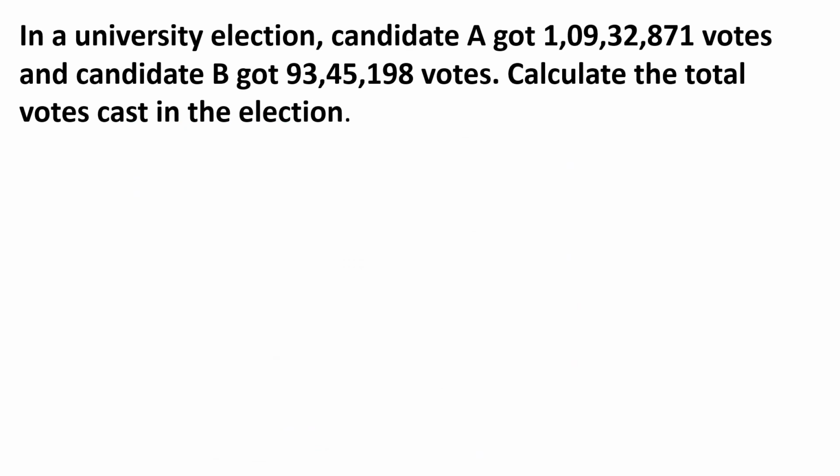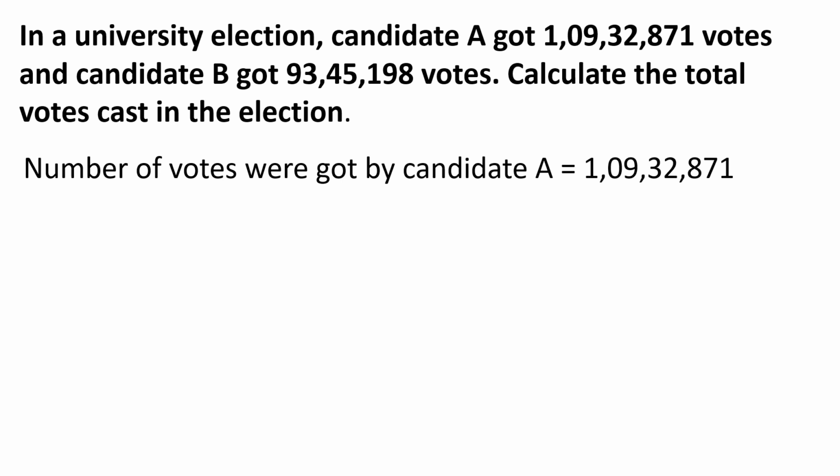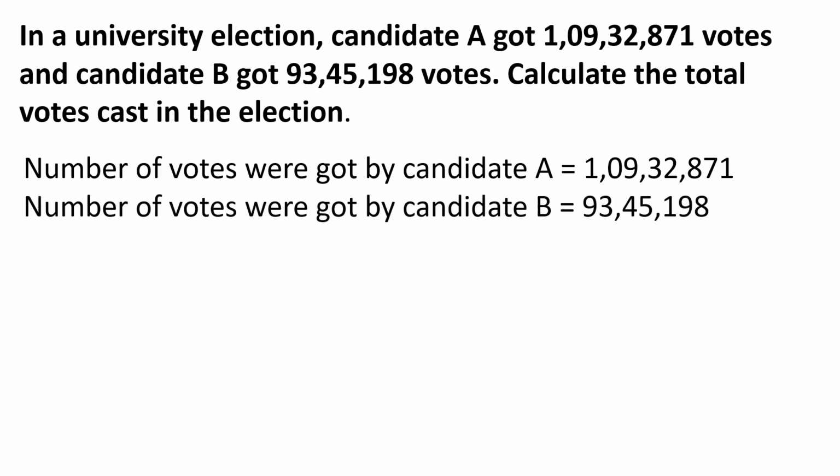In a university election, candidate A got 1,09,32,871 votes and candidate B got 93,45,198 votes. Calculate the total votes cast in the election. So here what is given to you: number of votes got by candidate A equals 1,09,32,871. Number of votes got by candidate B equals 93,45,198. Now we need to find out the total votes. Here the keyword is total. It means we need to add the votes got by A and B.